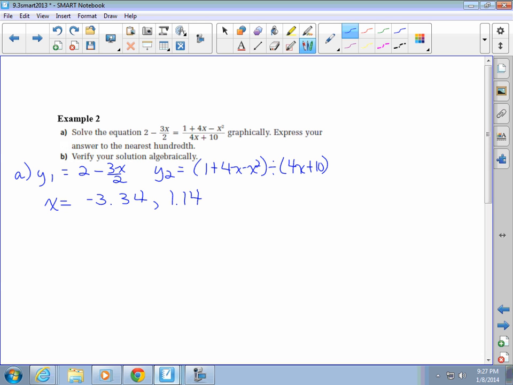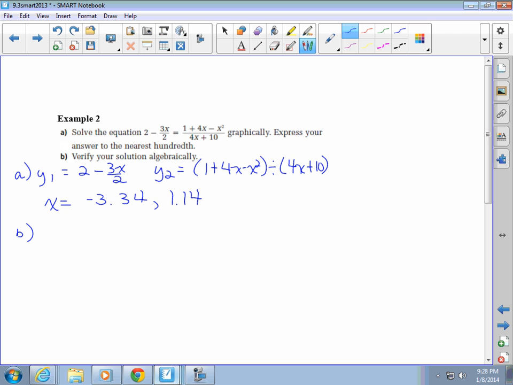So it says verify your solution algebraically. So there's two ways of doing this. Because I know this is my solution, I could substitute those values in there, but this question is saying, don't check it. Show me that this is right. So that means that I have to go through the process of solving this.